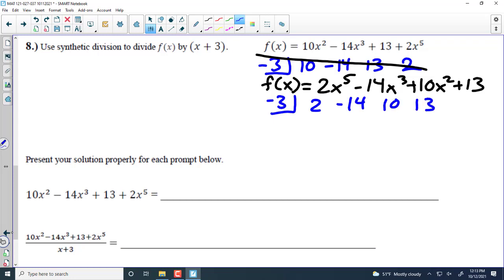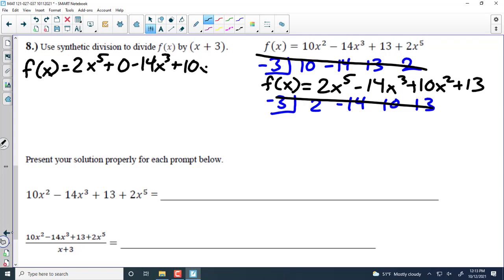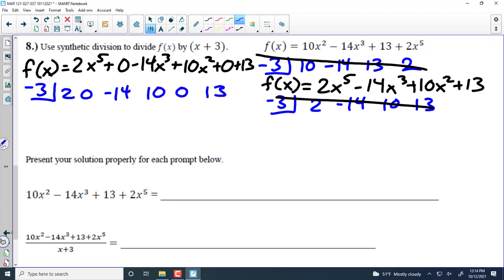Is that correct? No. Shoot. We got to put some zeros in there to hold the places. So what we really have to do is rewrite the polynomial as 2x to the 5th plus 0 minus 14x cubed plus 10x squared plus 0 plus 13. You got to put in a 0 to hold the x to the 4th spot and the x spot. So now it's going to be -3, 2, 0, -14, 10, 0, 13.